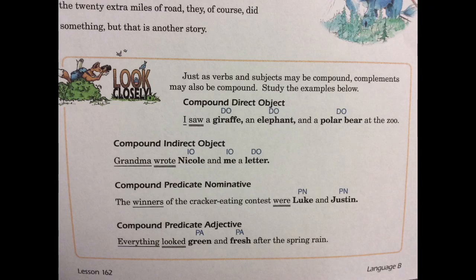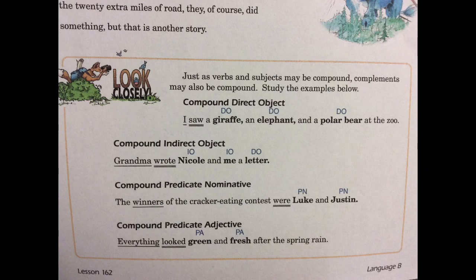Okay, so what was the verb? Were. And who were? Winners. Okay, who were the winners? They were Luke and Justin. What happens there is we just renamed the winners. We gave them the names Luke and Justin, right? So that would be predicate nominative because we renamed, and that was two of them, meaning compound predicate nominative.